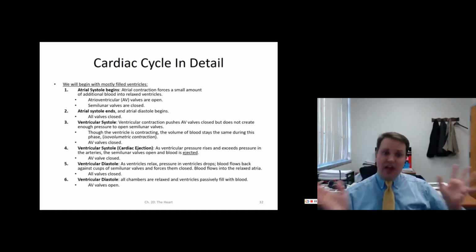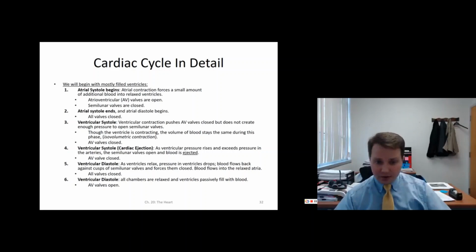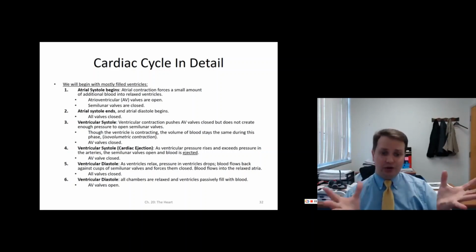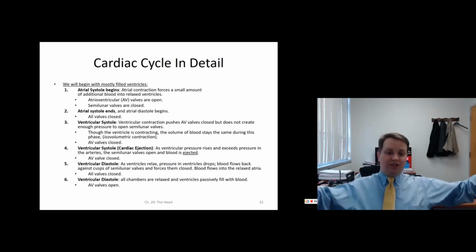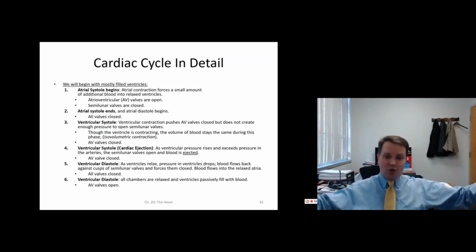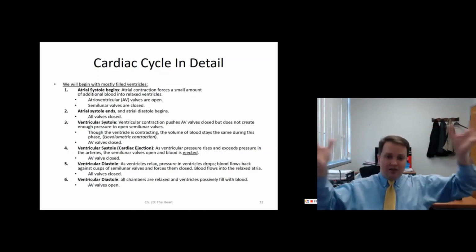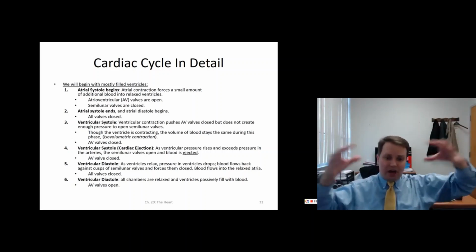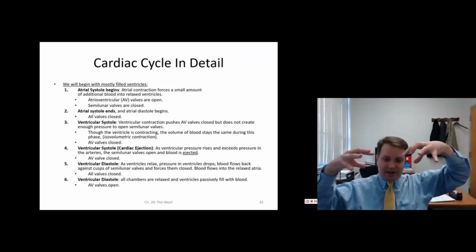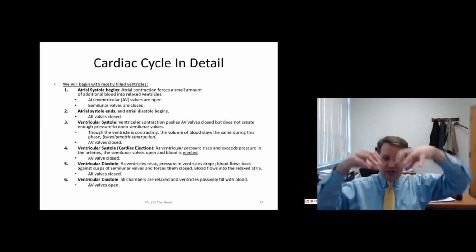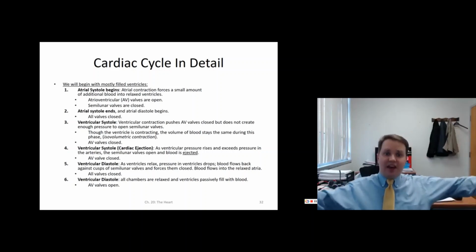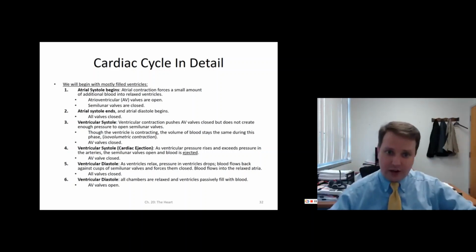The AV valves are closed, but the semilunar valves open. Ventricular diastole, the ventricles are relaxing. Blood is coming back into your atria. The valves are closed, but then they passively fill with blood, because when the atria get enough blood in them, it will basically just open the AV valves and the blood dumps into the ventricle and fills. Then the atria contract to force the rest of the blood down into the ventricles.